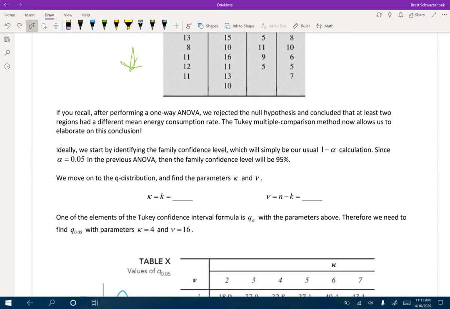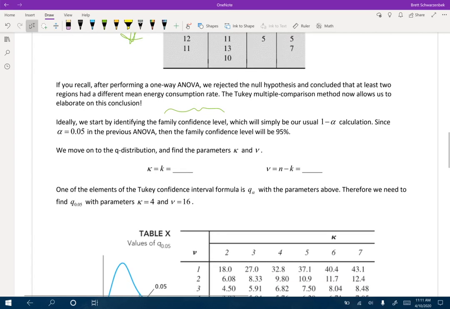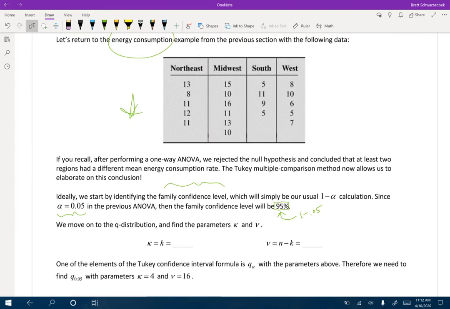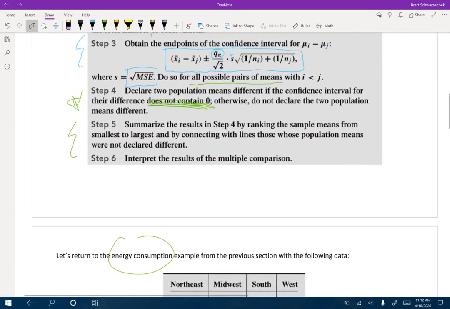It says, ideally we start by identifying the family confidence level. How do we do that? We do 1 minus alpha. Alpha in the original energy consumption problem was 0.05. So we're going to do 1 minus 0.05, 1 minus alpha, to determine that our family confidence level is 95%. So we're going to be running all of our tests at a 95% confidence level for this scenario. What else? Well, we move on to the Q distribution for kappa and nu.